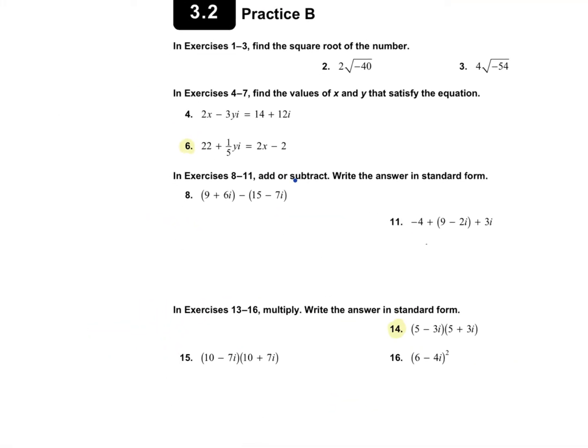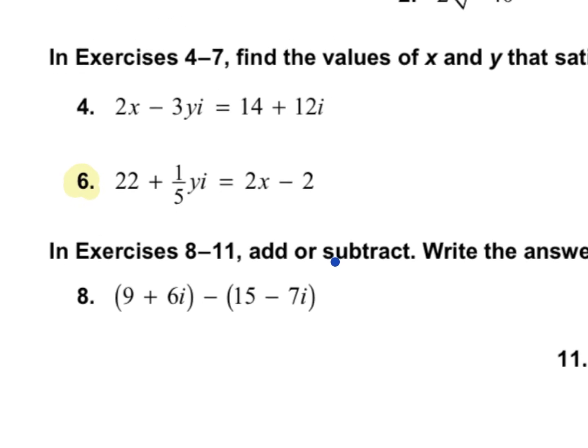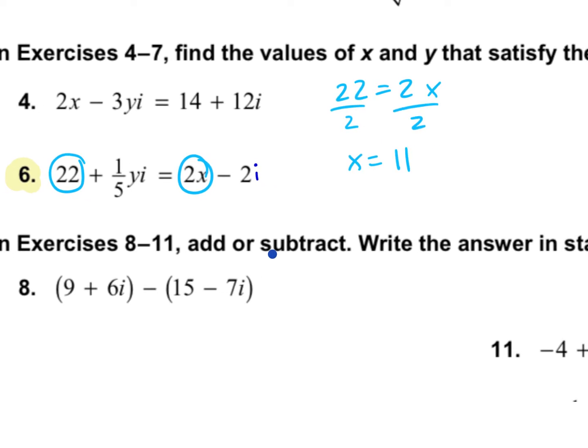All right, so for 3.2, let's take a look at number 6. So I have to find the value of x and y that satisfies the equation. The equation got cut off, but it should be a 2i at the end. How would I solve for x? Awesome. We set the real parts equal to each other. So 22 is equal to 2x. Divide by 2. So what does x equal? 11. Perfect.